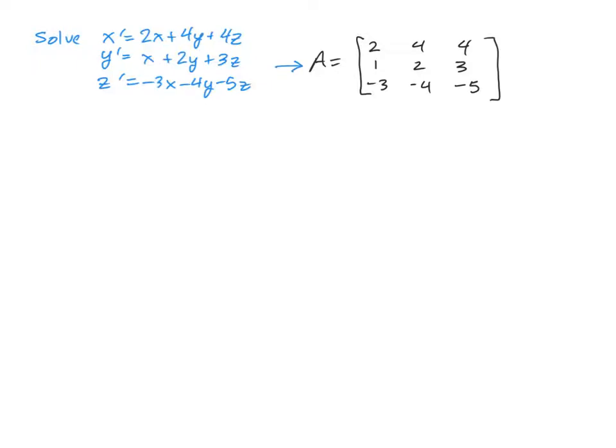Okay, so for this problem, we're going to go through and solve this 3x3 system using the eigenvector method. And again, that always begins with us finding the eigenvalues for the matrix. So once again, we're going to start off by going through and finding the determinant of our A minus lambda I.